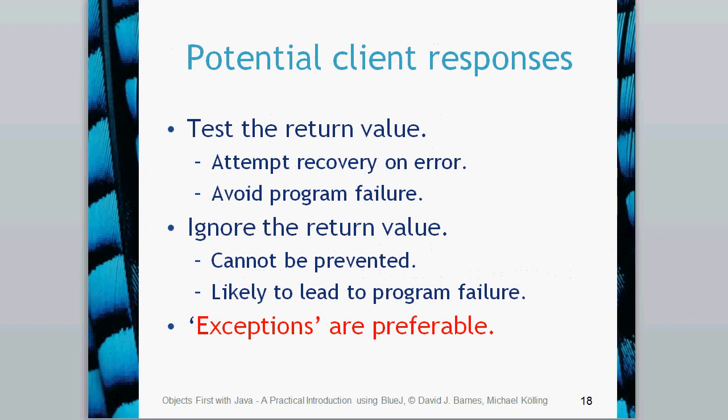So when you write these other classes which interact with the initial class which has a potential error in it, then we can either test the return value, so test if it's true or false, whether it has in our case removed the details, attempt a recovery on error, or avoid program failure. The other thing you can do is ignore the return value. Then it can't be prevented and it's likely to lead to program failure. So you can't specify that the client class listens to the Boolean return value of true or false, whether it's been added or not. The other thing you can do, which you can specify, are these things called exceptions.